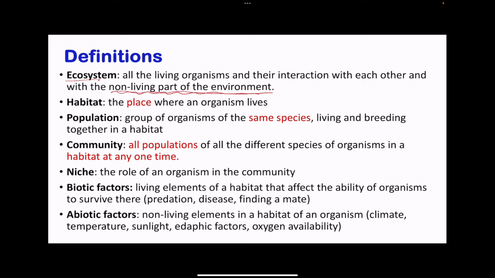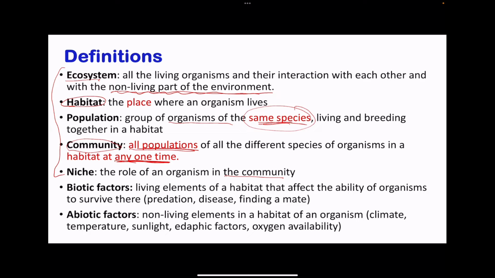A habitat is a place where an organism lives, and a population is a group of organisms of the same species living and breeding together in a specific habitat. A community includes all populations of the different species of organisms in a habitat at any one time, so they have to be in the same location. A niche is the role of an organism in an ecosystem. So these definitions are really important.